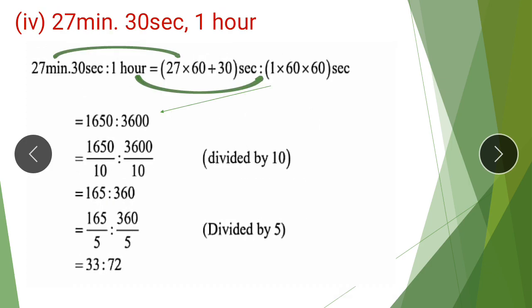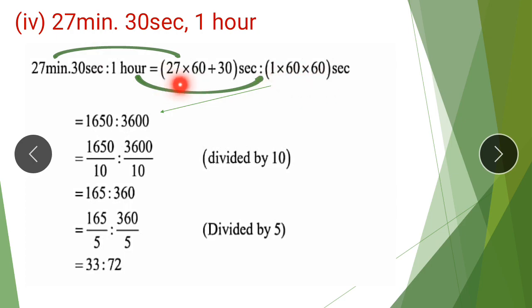Next part is 27 minutes and 30 seconds, and the next quantity is 1 hour. As we know that the small unit here is seconds, so we are going to convert big units into small units. So in every minute we will have 60 seconds. So in 27 minutes we will have 60 seconds each plus 30 seconds more we have. In 1 hour we have 60 minutes, and in every minute we have 60 seconds.